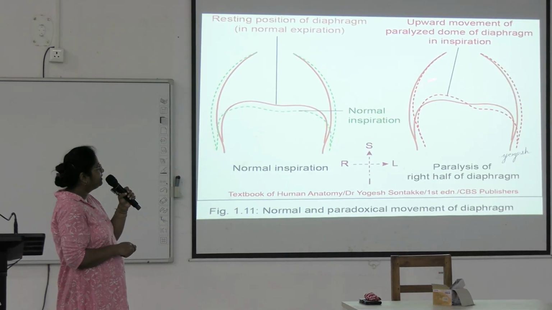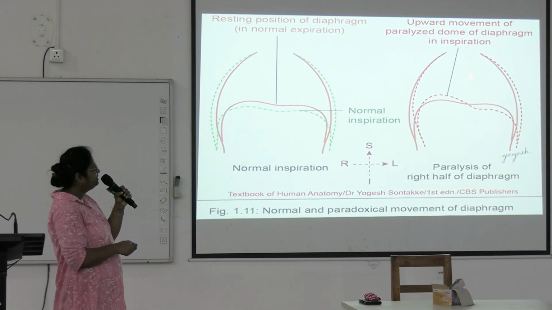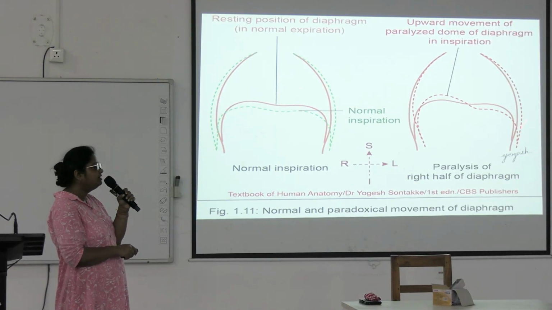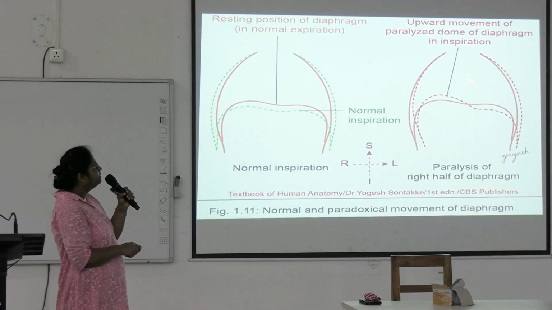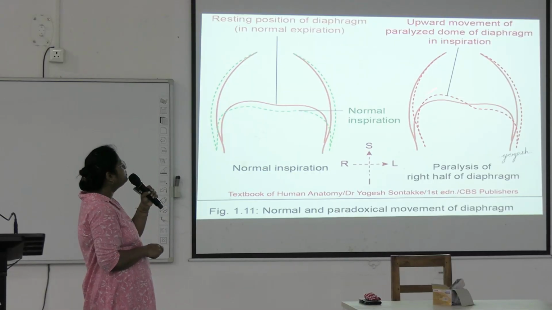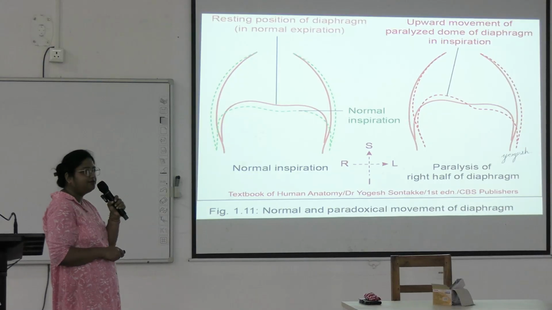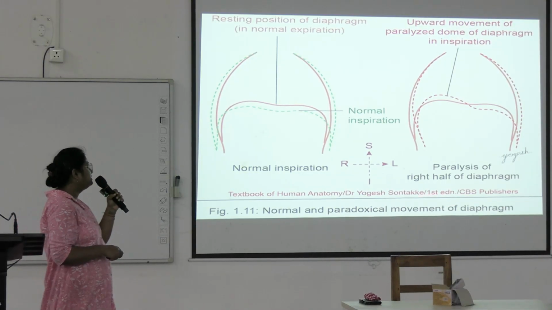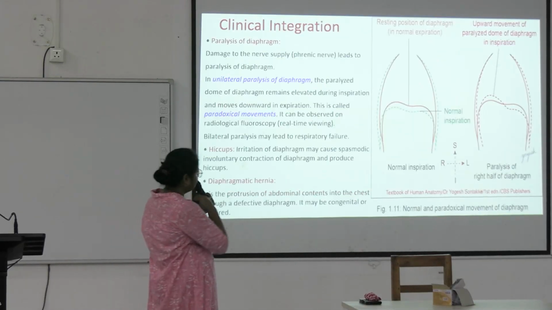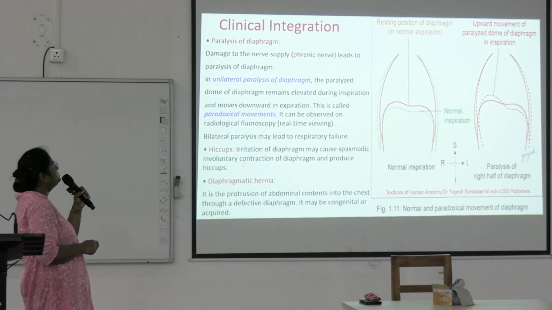This right dome of the diaphragm moves opposite to the normal movement. Normally it was descending downward, so the left dome is normal, so left is descending downward, but the right dome, due to negative pressure in the intrathoracic cavity, will be pulled upward. Okay, and this opposite movement of the paralyzed part of the diaphragm is known as paradoxical movement of the diaphragm. Okay, understood? Next.